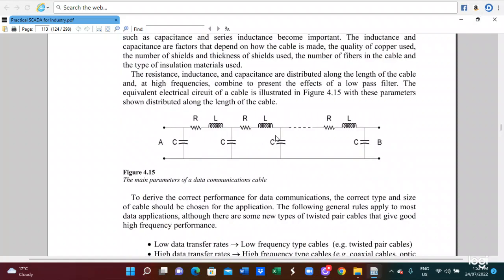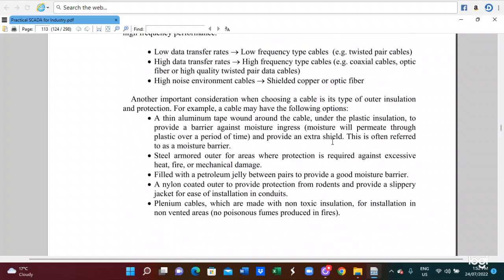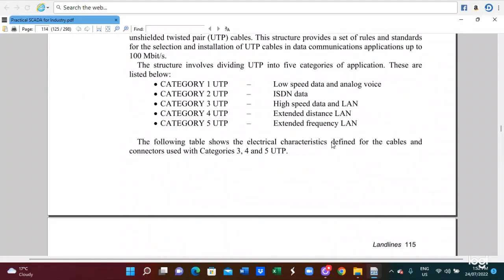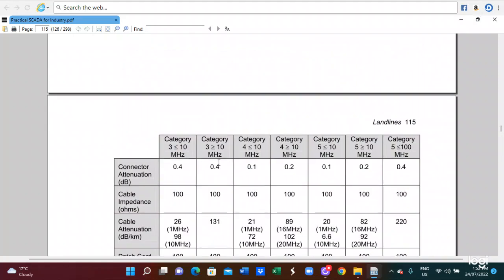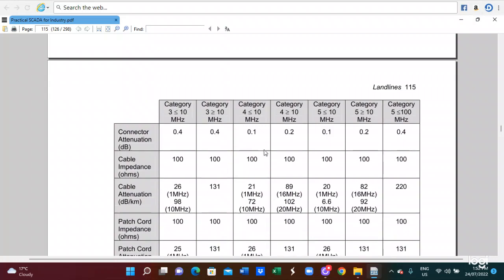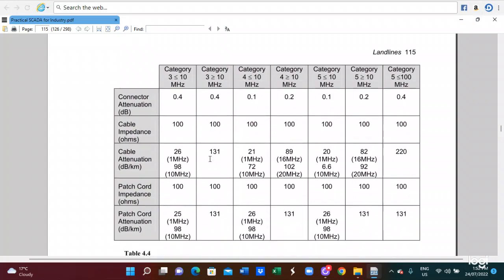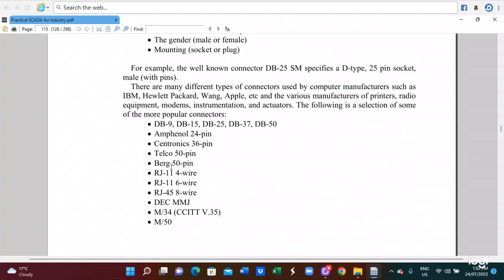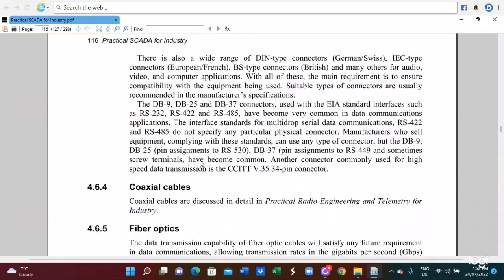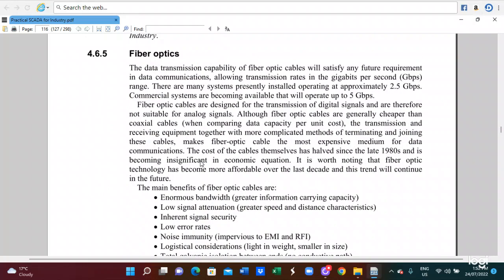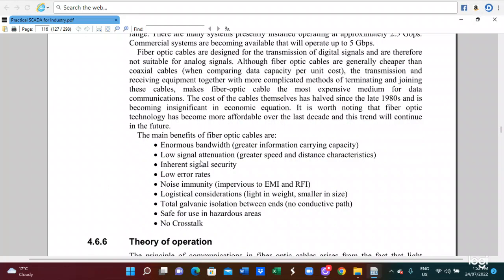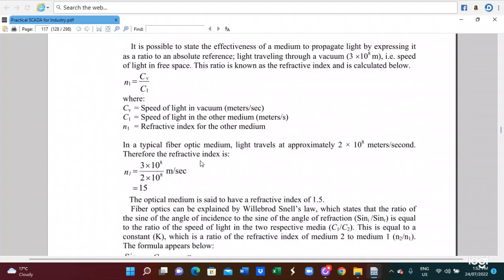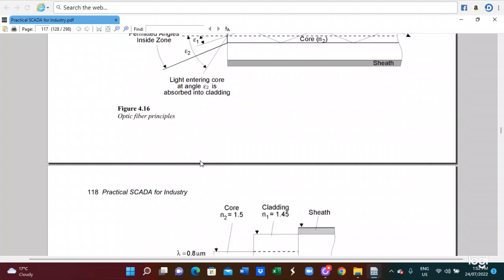Also this is the arrangement of the cable. Appropriate category and the appropriate attenuation, depending on the frequency, how the attenuation will happen. So this is a kind of cable equipment. Coaxial cable, fiber optics cable: their operation, their characteristics, and also their theory of operation. Those things you have to read about.